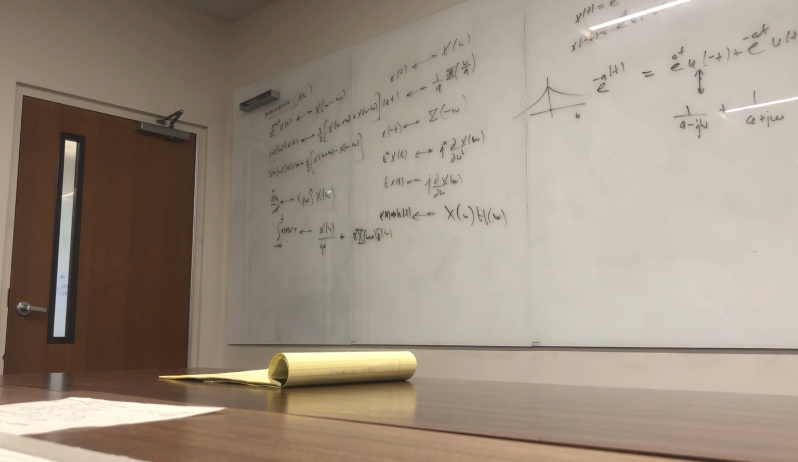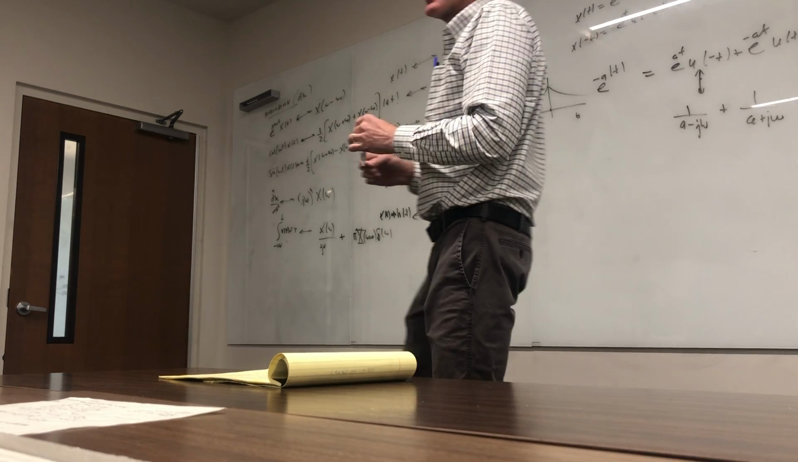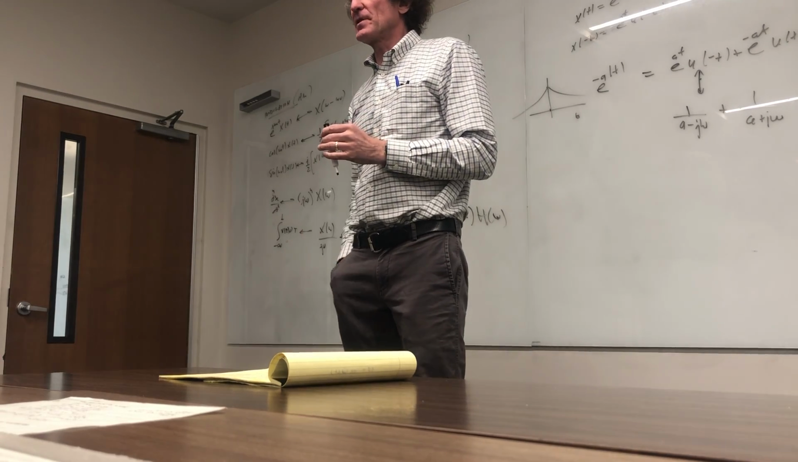If you want to see a proof, come up to my office. If you take x of t and you take the magnitude squared dt from minus infinity to infinity, if x of t is a voltage, the squared value would be proportional to the actual energy. Do you agree with that?